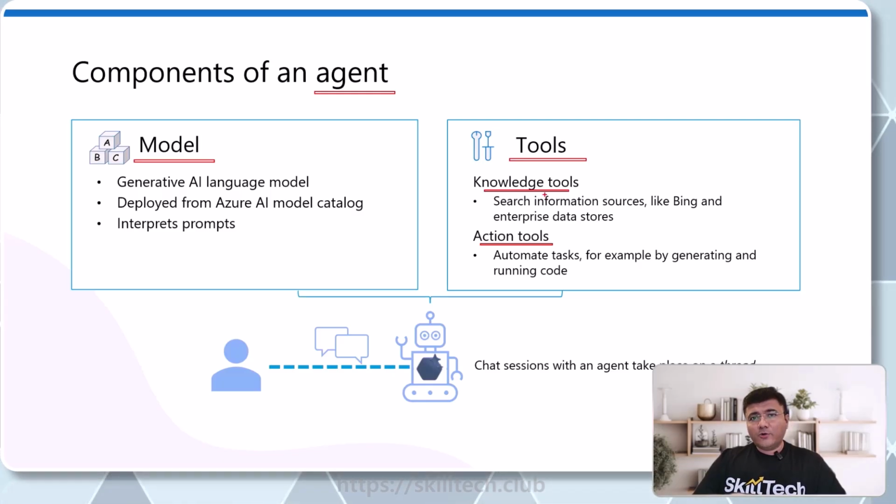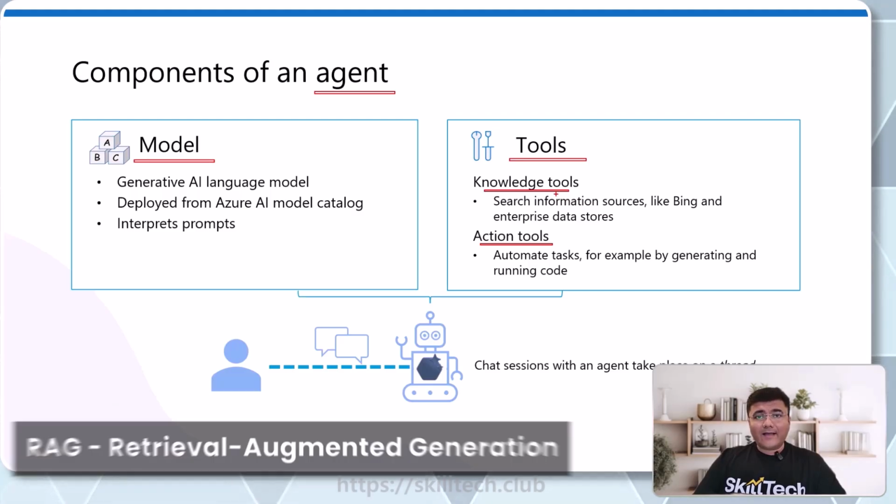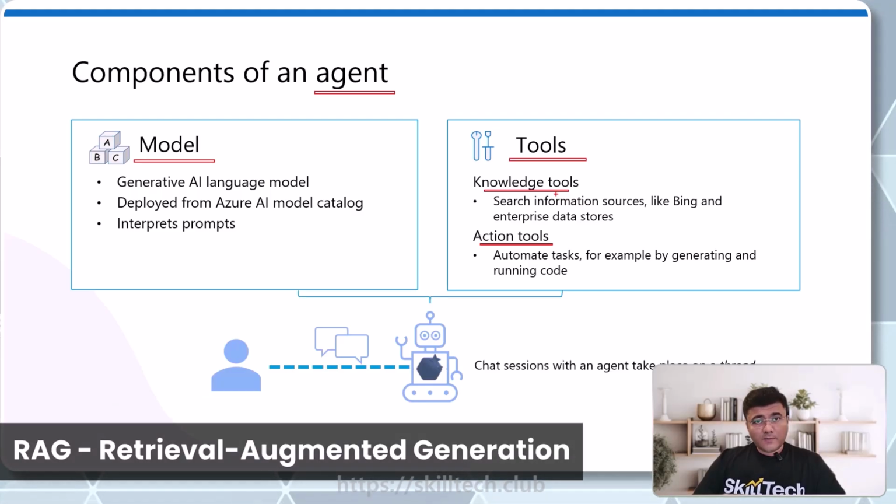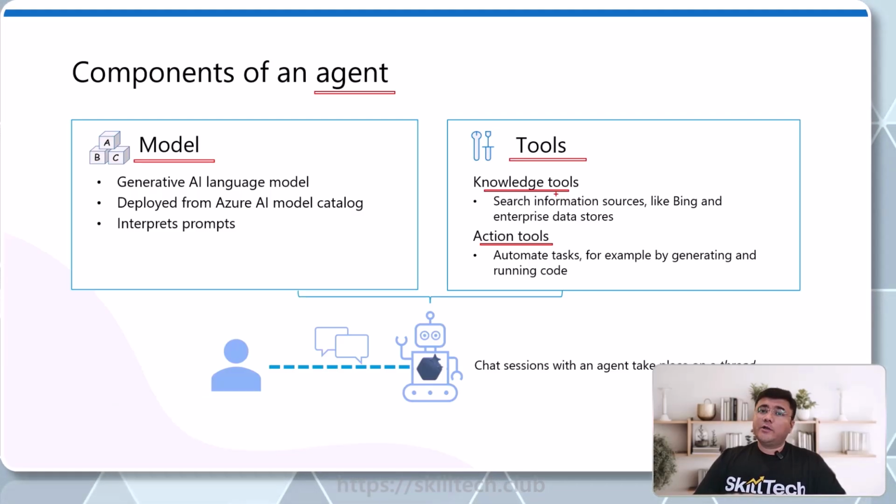Knowledge tools are basically going to provide a grounding context by maybe searching information sources like Bing, or maybe an enterprise data store, or maybe a simple file search. It's going to search the data and provide that into your agent. This is inspired by the concept called RAG, Retrieval Augmented Generation. If you don't know what RAG is, I strongly recommend you check out my AI-102 course videos, or some of my videos on YouTube also.